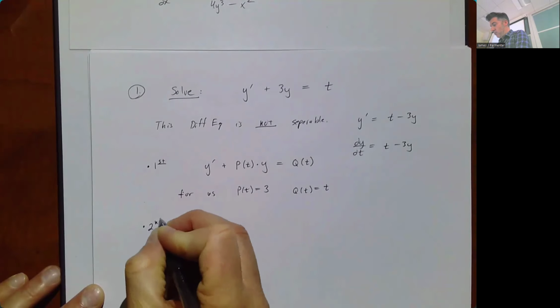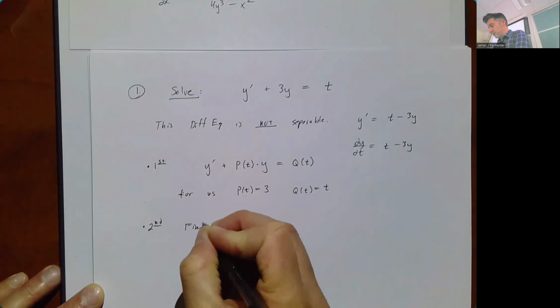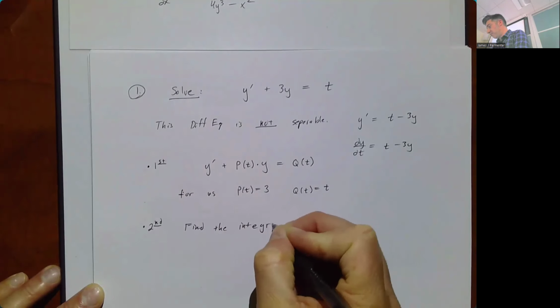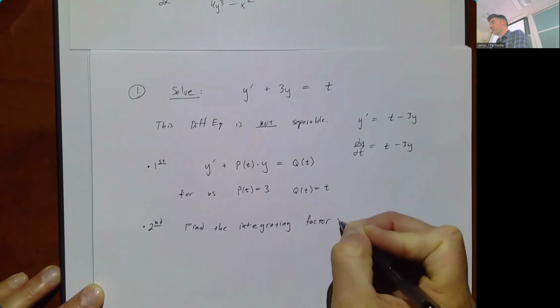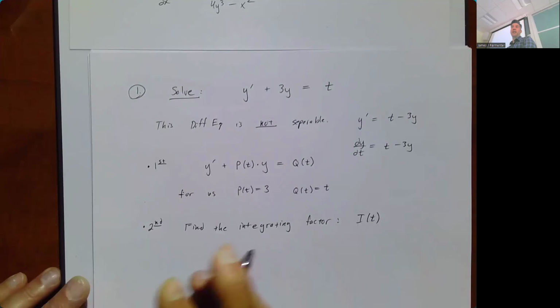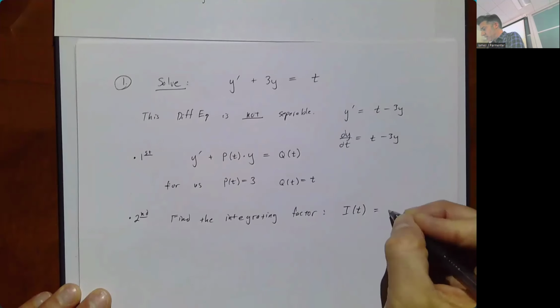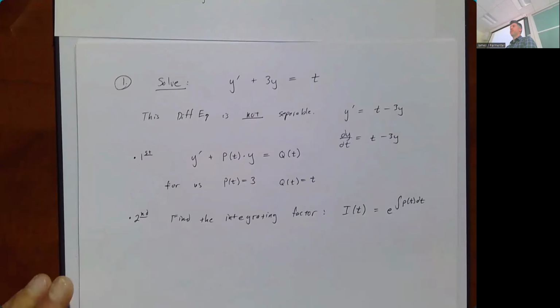And then after that, we're going to find the integrating factor, which some people like to call I and some people like to call mu. It sounds like she is using I, so I will use I. So we're going to say that I of t, the function of t, is going to be equal to e to the integral of p of t dt.